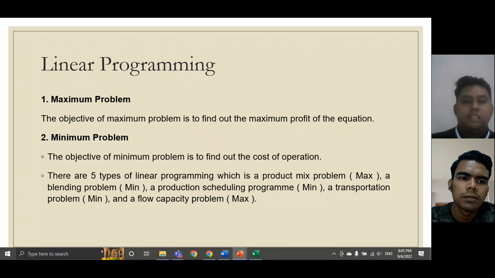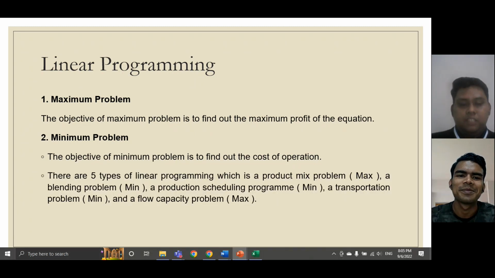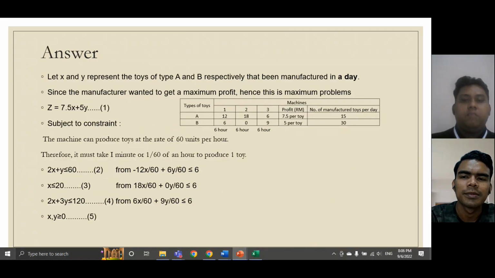The second slide is about linear programming, which has maximum problems and minimum problems. The objective of the maximum problem is to find the maximum profit of the equation, while the objective of the minimum problem is to find the minimum cost of the operation. There are 5 types of linear programming: product mix problem, which is max; blending problem, min; production scheduling problem, min; transportation problem, min; and flow capacity problem, which is max. We'll pass to the next presenter, Muhammad Adam Haikal.